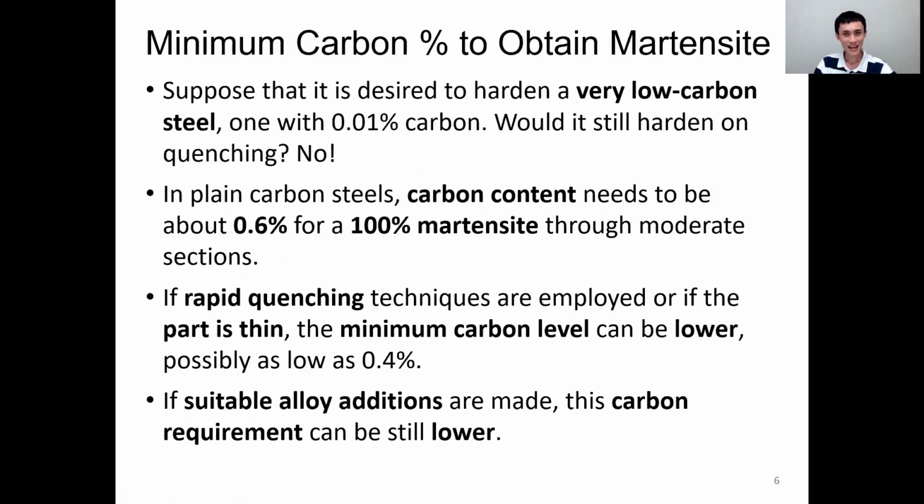And the next criteria is the minimum percentage of carbon. Usually we use 0.6% as the minimum percentage in order to be able to form 100% martensite for a moderate thickness of sections. However, if the part is thin, then the minimum carbon percentage could be a little bit lower, possibly as low as 0.4%, if we employ rapid quenching techniques. And if the steel has alloy elements in there, then the carbon requirement could be even lower. So this is the minimum carbon percentage.